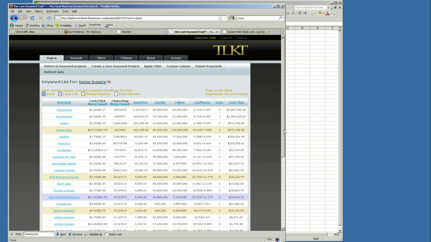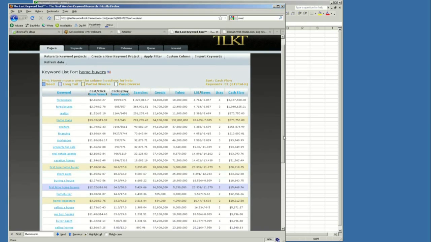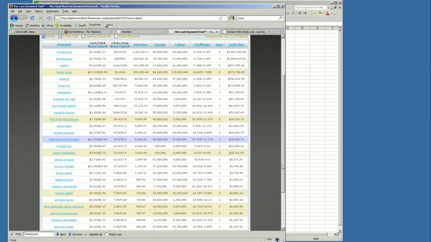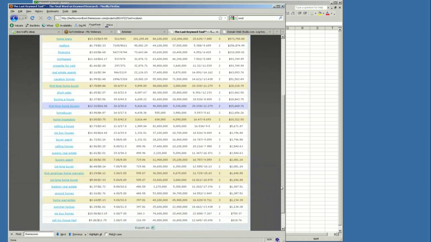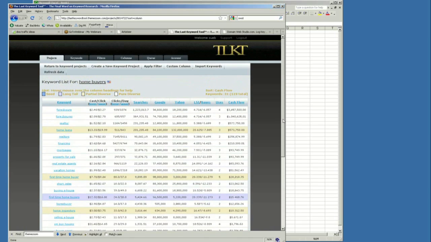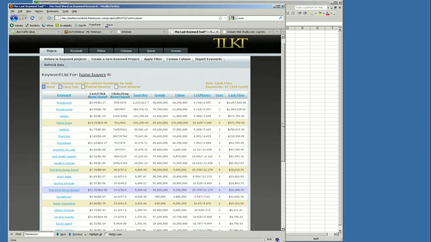If you've got too many keywords and there's just too much for you, what we can do is adjust our filter. Usually I just have a look at all these and see if there are any terms that are interesting.